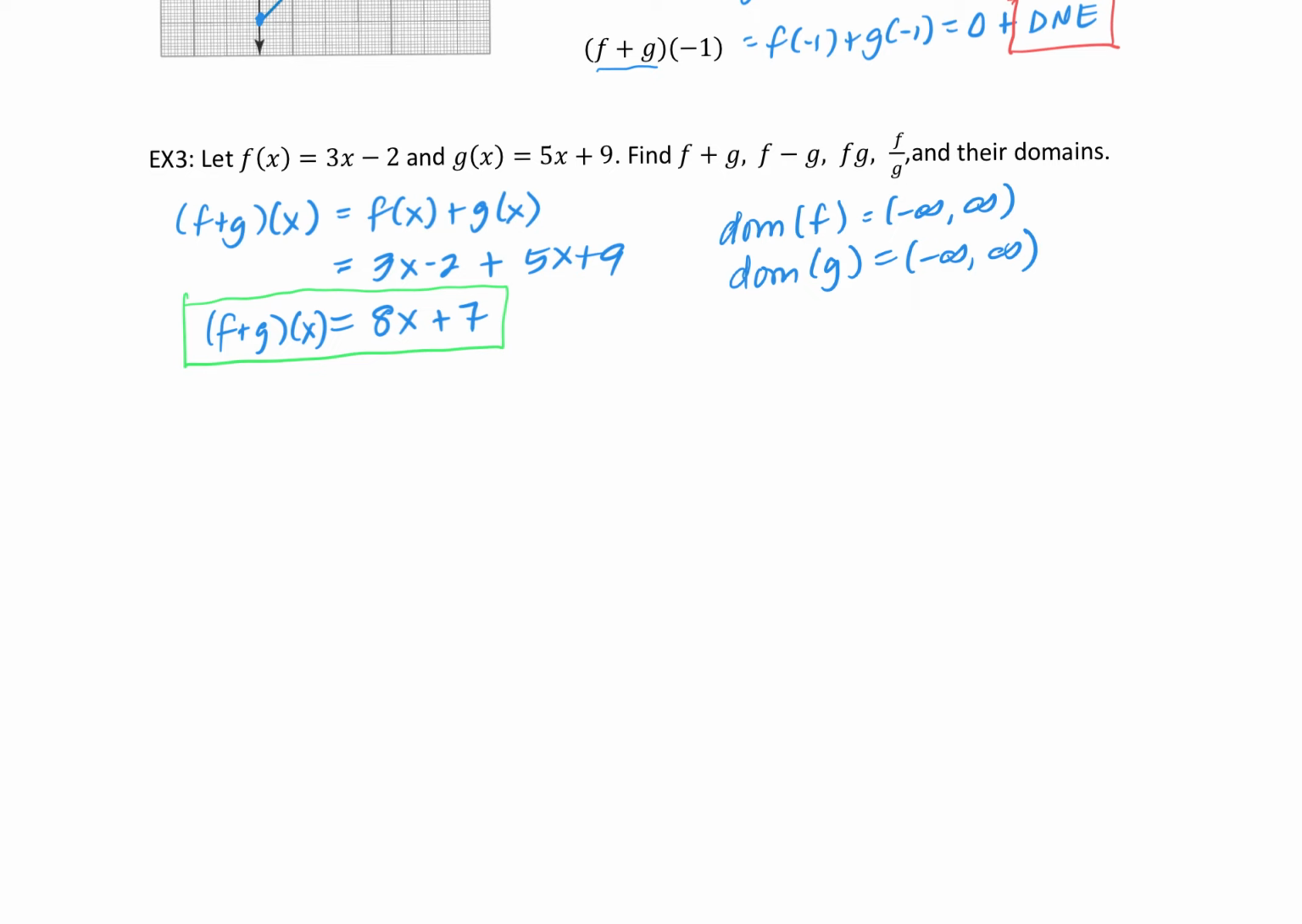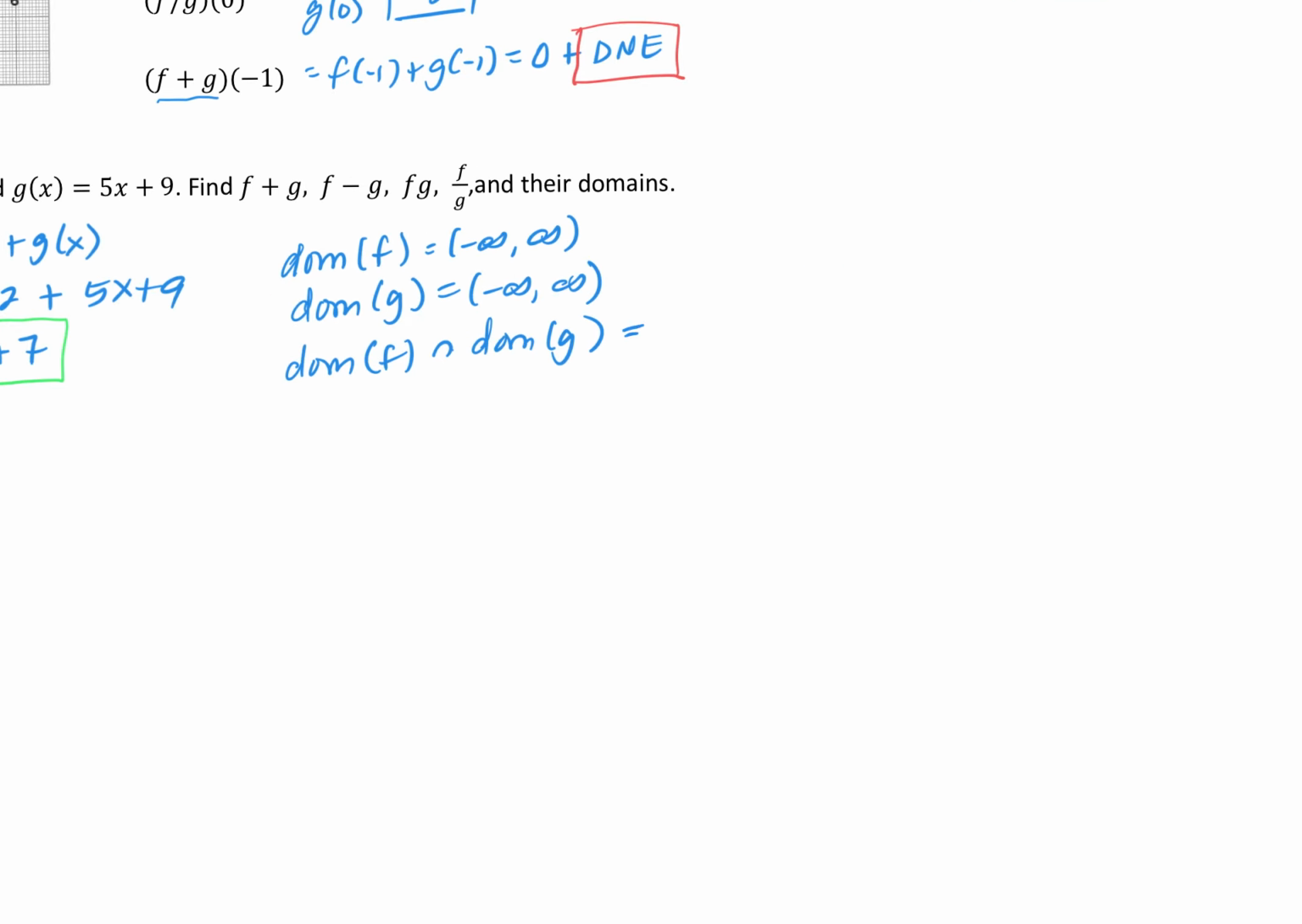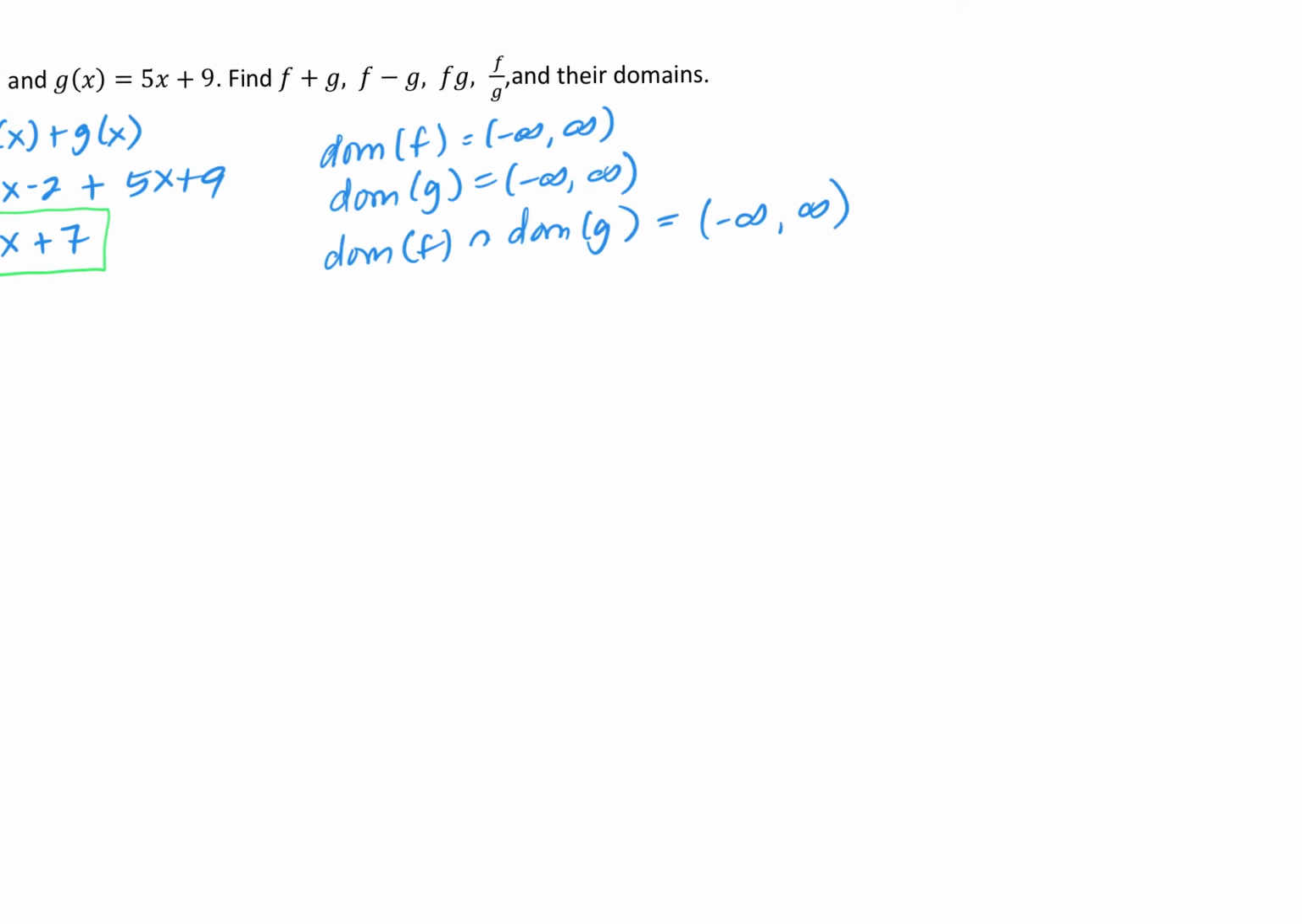Which means that the intersection, the domain of f, and that's what we're looking for. Oops. Intersect, not equal. Intersect with the domain of g. That's just what they have in common, but they're both negative to positive infinity, so the intersection is also negative to positive infinity. And that would be the domain of f plus g. So going back to the very first page, whenever you add two functions, you're taking the intersection of their domains.